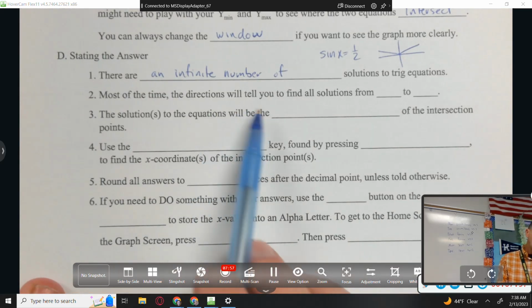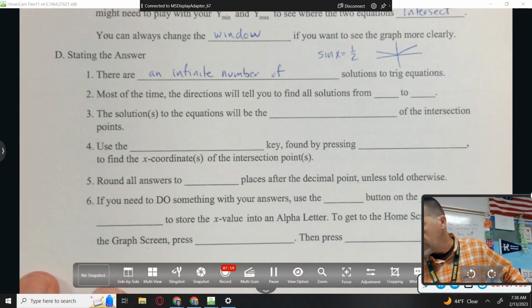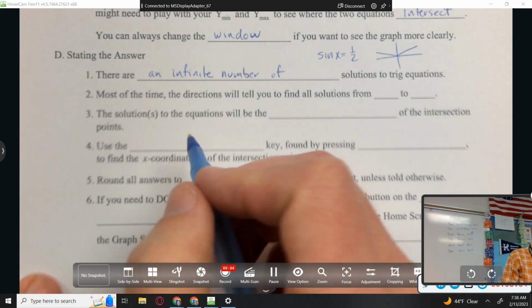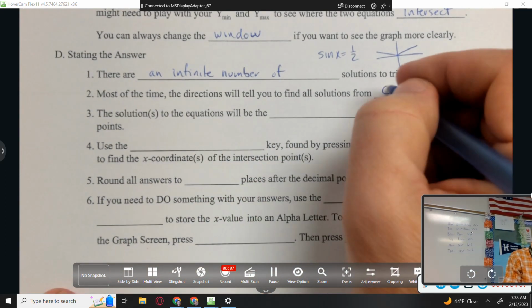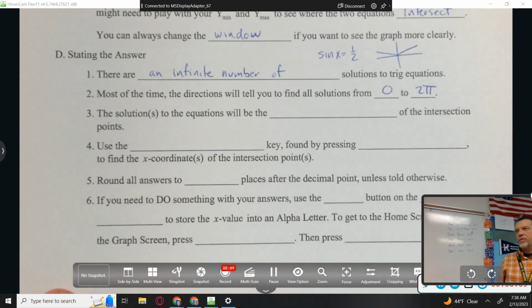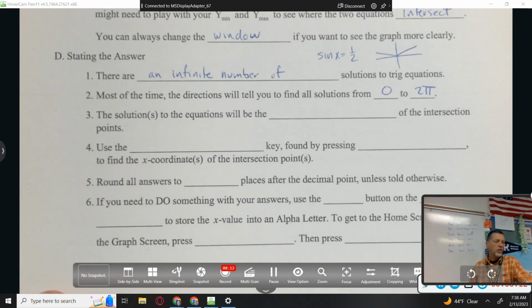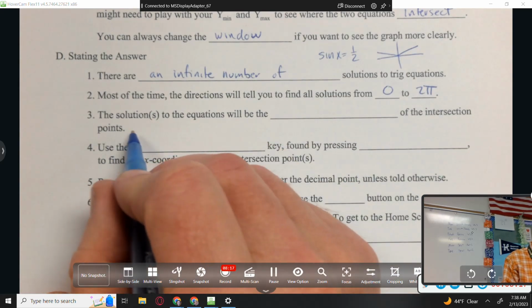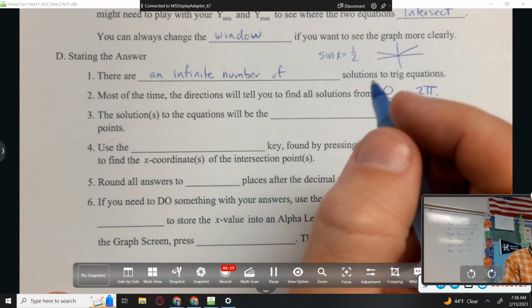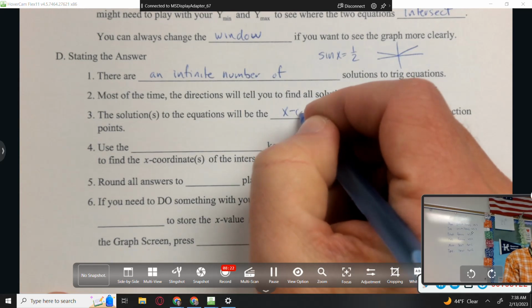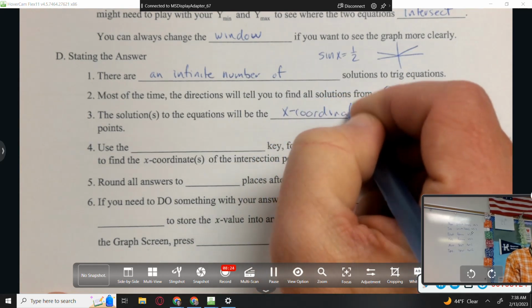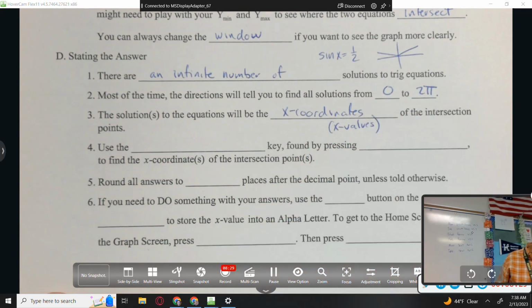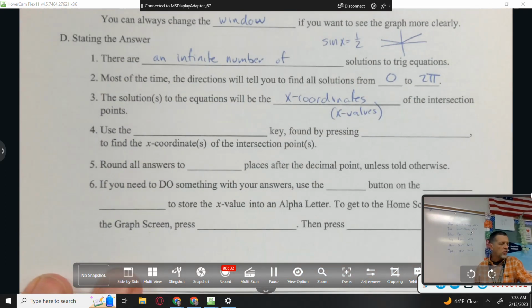Most of the time, the directions will tell you to find all solutions from 0 to 2 pi, because that's one trip around. So usually that's what we're looking for. The solutions to the equations will be the x-coordinate, or the x values, of the intersections.